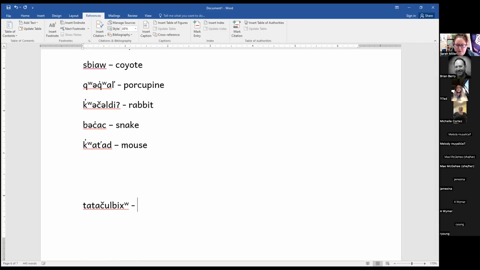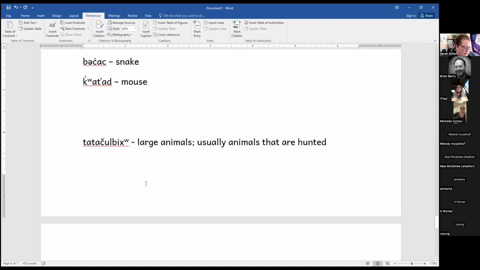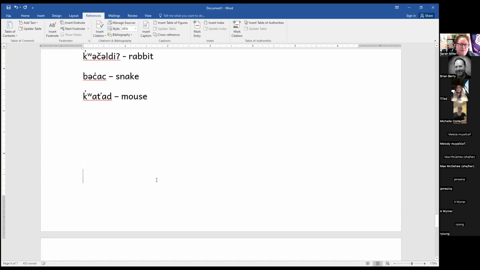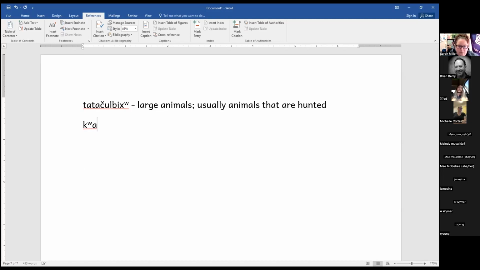And Tata Cholbu is large animals, usually animals that are hunted. So Ticholbu are for small animals. Tata Cholbu, large animals, usually ones that are hunted. So first we have, let me put this on the next page, quagwichud. Quagwichud is elk.